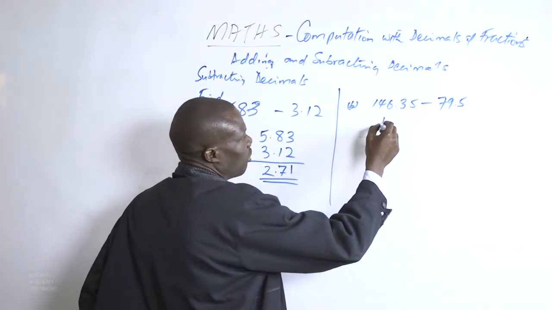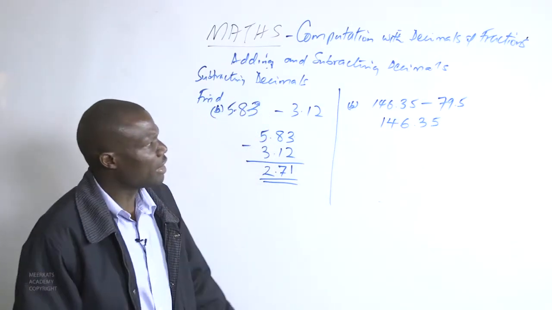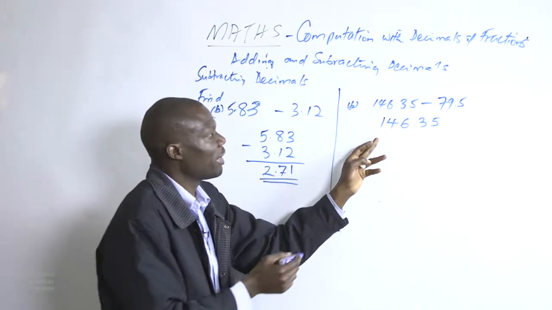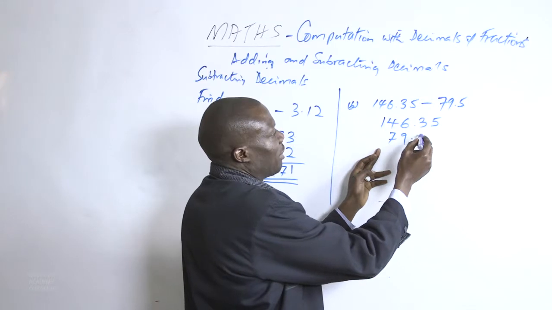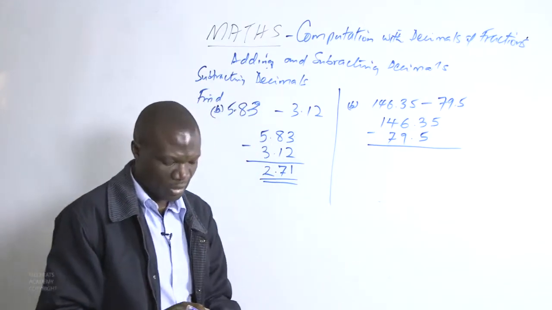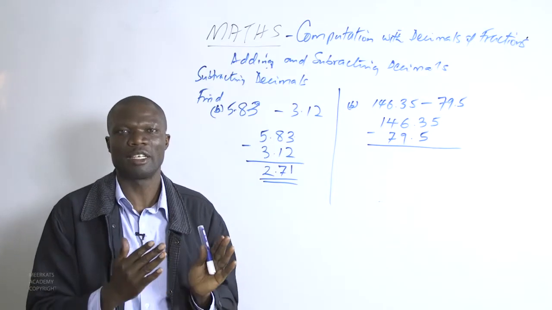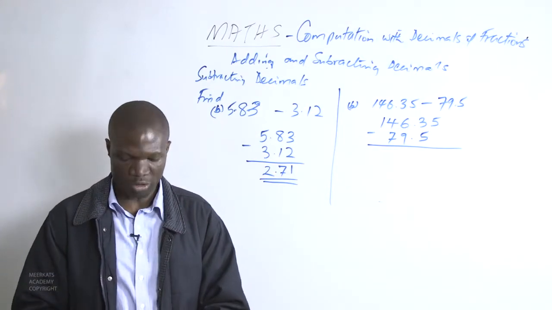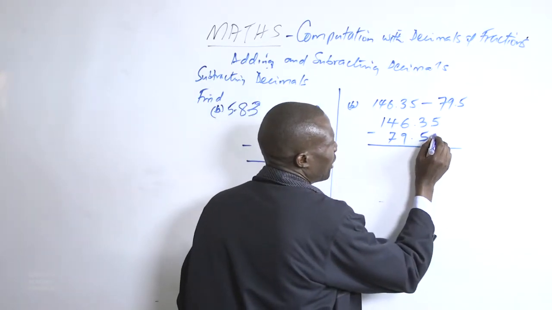So the first one is 146.35. The second number starts from tens, so don't bring it here. It starts from tens, which means 7 will be here. Then ones we have 9, tenths we have 5. That's what we have, and it is subtraction. As we said earlier on, if the decimal places are fewer than the other figures, we simply bring in zeros so that we have an equal number of decimal places. So at this point, where we don't have a digit, I'll put a 0.